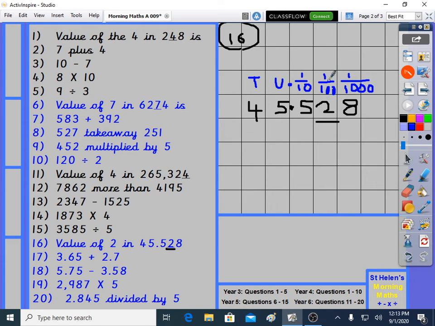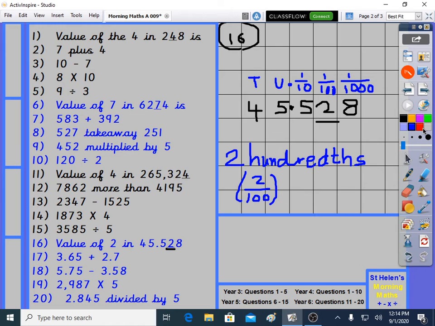And we want the 2, which is in the hundredths column. So we say 2 hundredths. That 2 is pretty small because it's only worth 2 hundredths. Much less than 1 whole. Much, much less. 2 hundredths. As a fraction, it's 2 over 100.